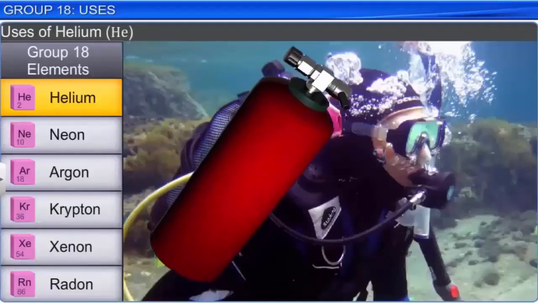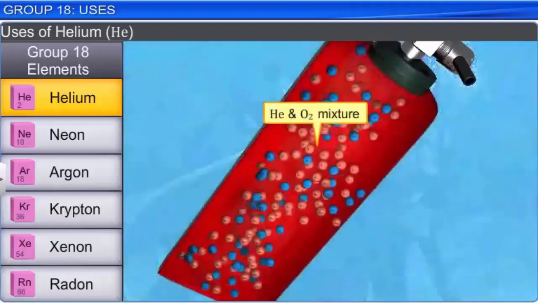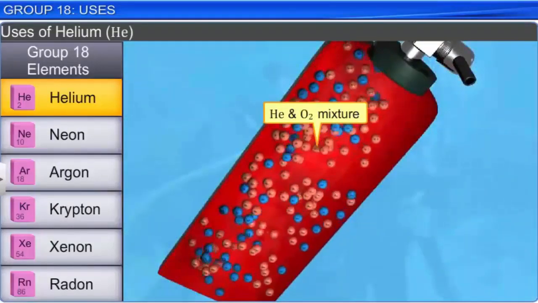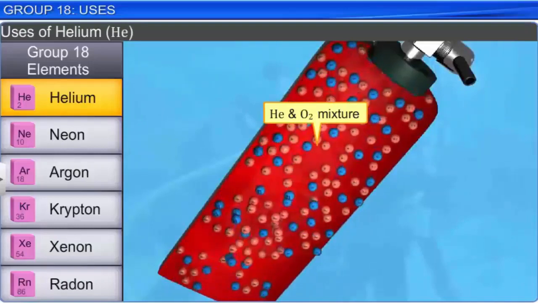Helium is used to dilute dioxygen in the cylinders carried by sea divers. This is because it is only slightly soluble in blood even at the high pressures that divers encounter deep in the sea.